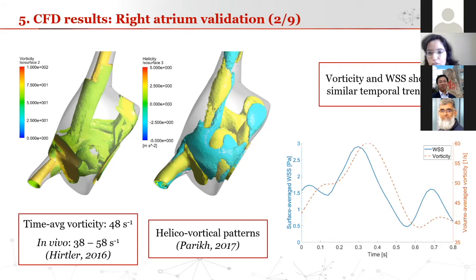Interestingly, the vorticity and wall shear stress had similar temporal trends. So we can see on this plot that they have a similar behavior throughout time, with, for example, a Pearson coefficient of above 0.7. And this is interesting because it means that if we are able to predict one parameter, we may get information on how the other would behave. And this can be interesting to get further insights into how the right atrium is actually behaving.